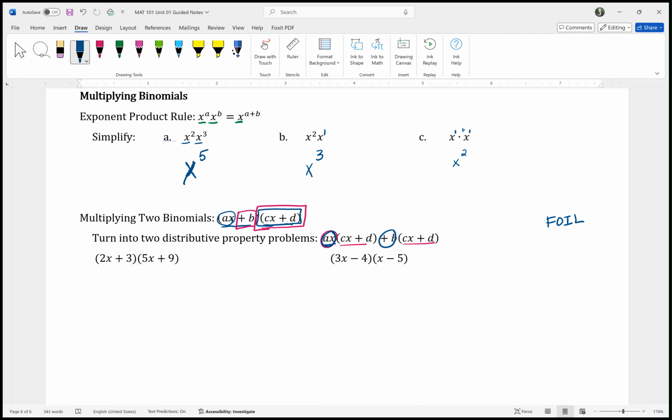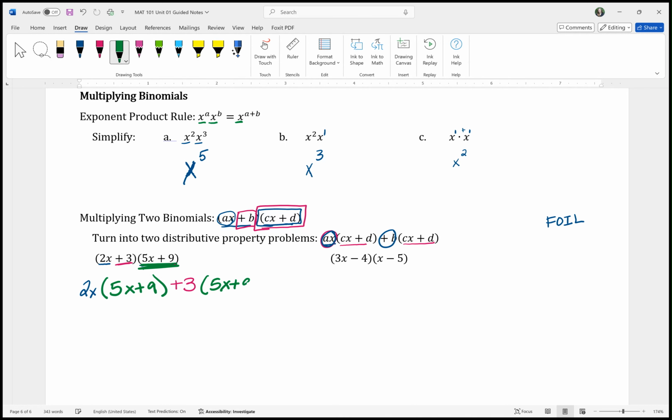Okay, so let's take this idea and apply it to this first problem: 2x plus 3 times 5x plus 9. We want to take the very first term and write it first. Then we're going to take 5x plus 9 and write it second. Okay, then we're going to go back to our first group and we're going to use the plus 3 this time. But we're going to use the same 5x plus 9.